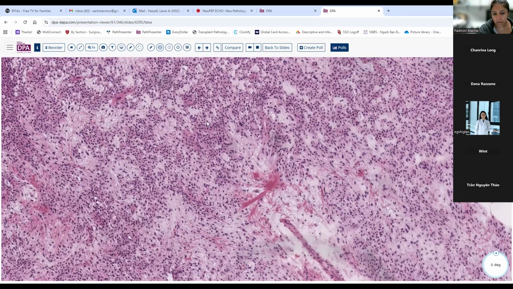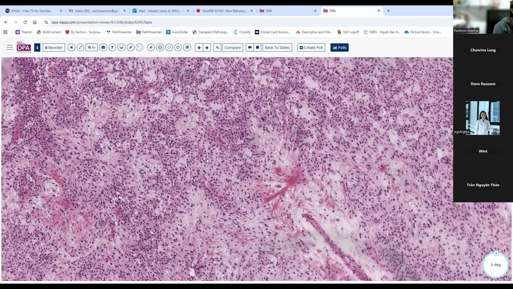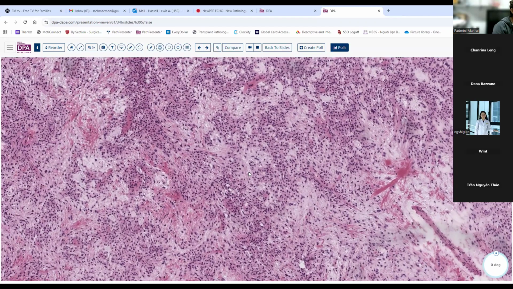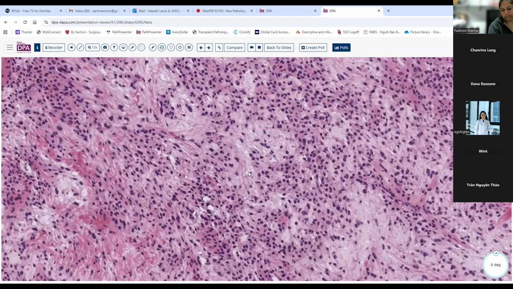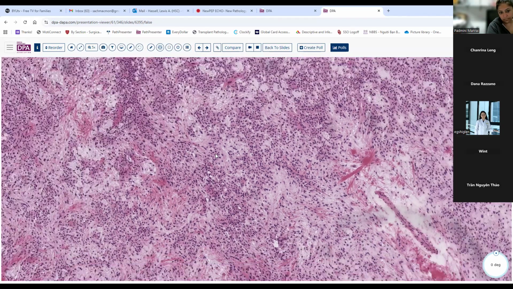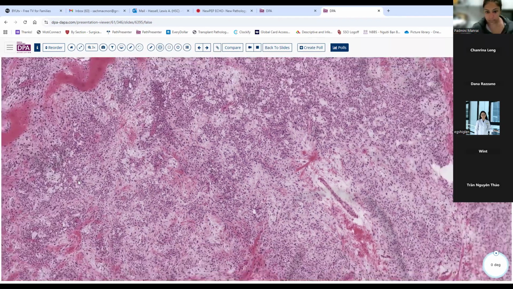Do you want to pose a supposition? Does this look like an epithelial tumor? No, it doesn't look like an epithelial tumor. So what category would you think this most likely fits into?